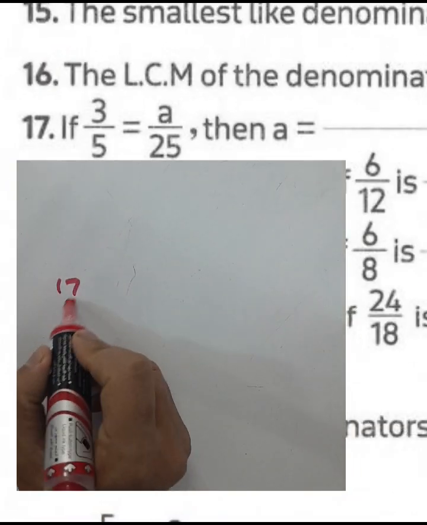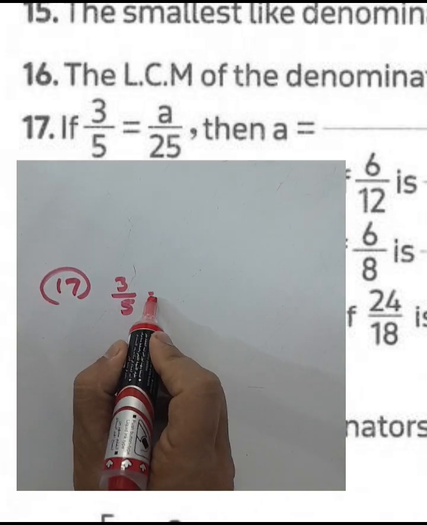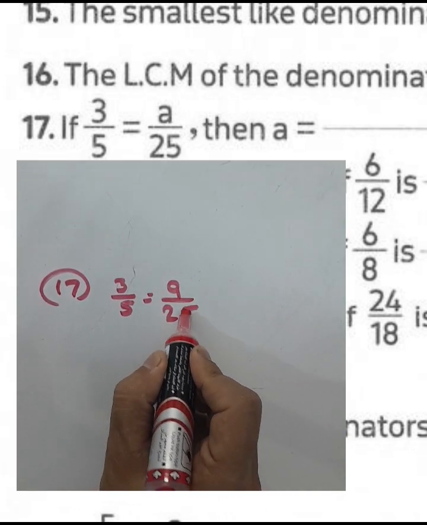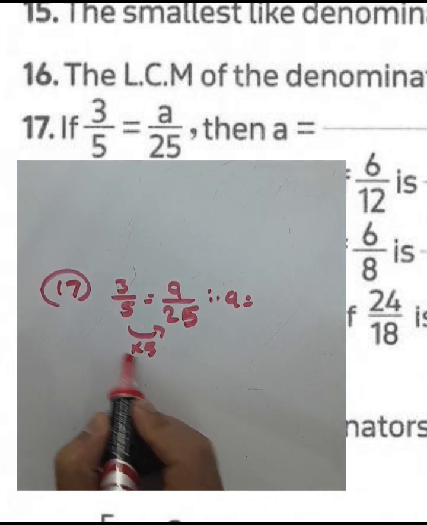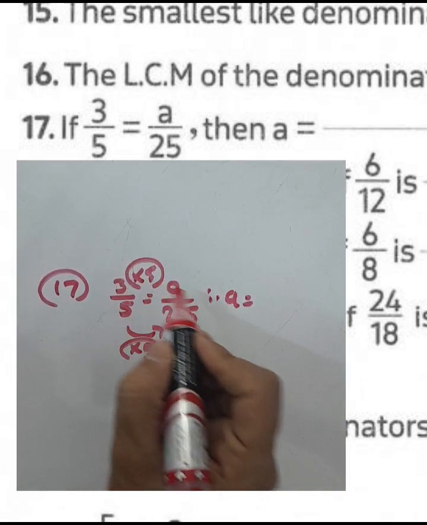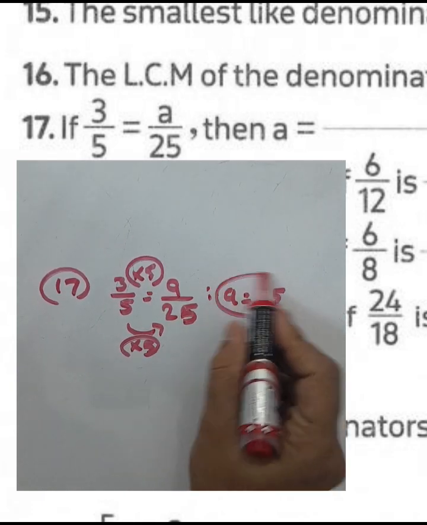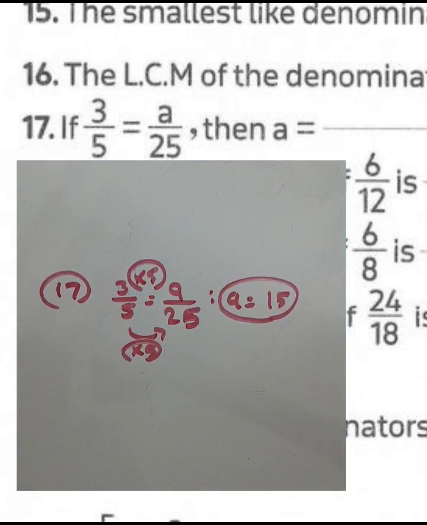Question 17. If 3 over 5 equals a over 25, we can find the value of a. 5 is converted to 25 by multiplying by 5, and 3 times 5 will be 15. The value of a here will be 15.